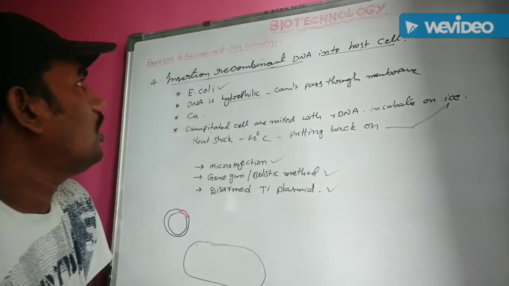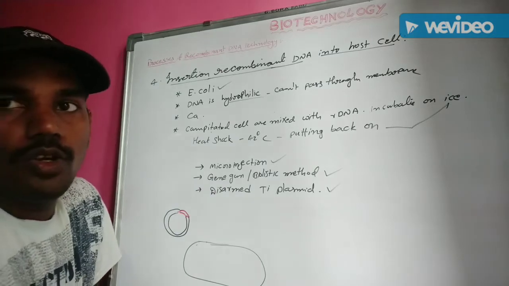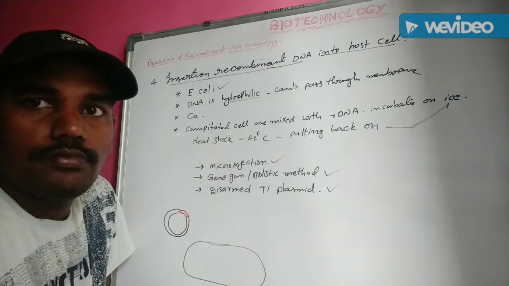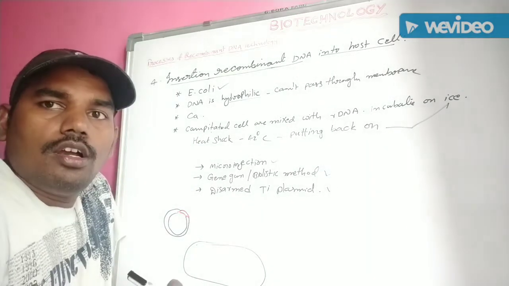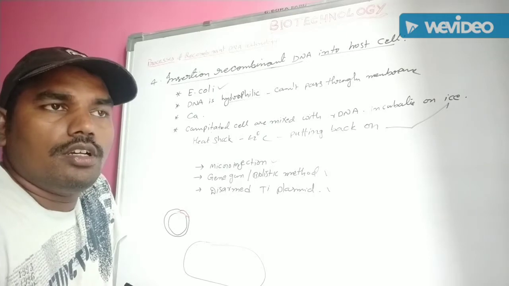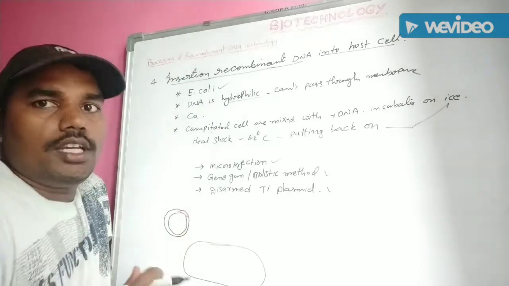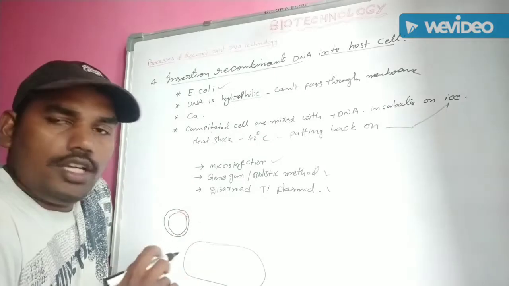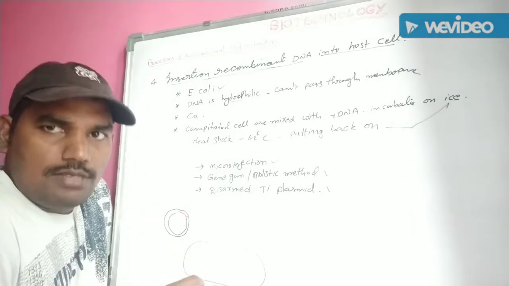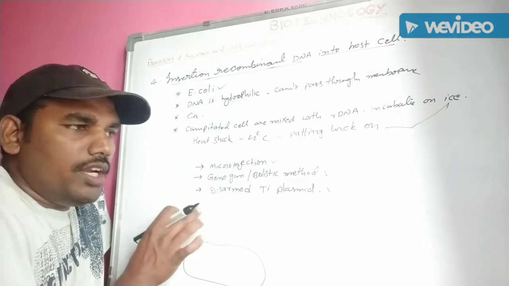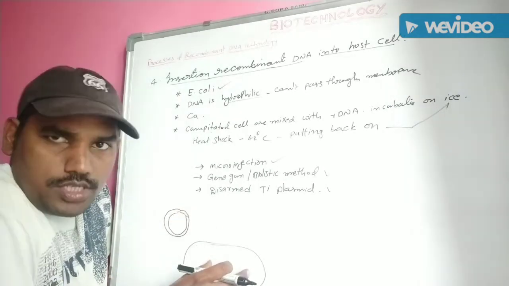The next step in the recombinant DNA technology is insertion of recombinant DNA into the host cell. This means we have separated the wanted DNA, or foreign DNA, or specific product DNA, and also inserted it in the vector and created a recombinant plasmid. It entered the recombinant plasmid. This means the recombinant DNA is entered into the host cell.